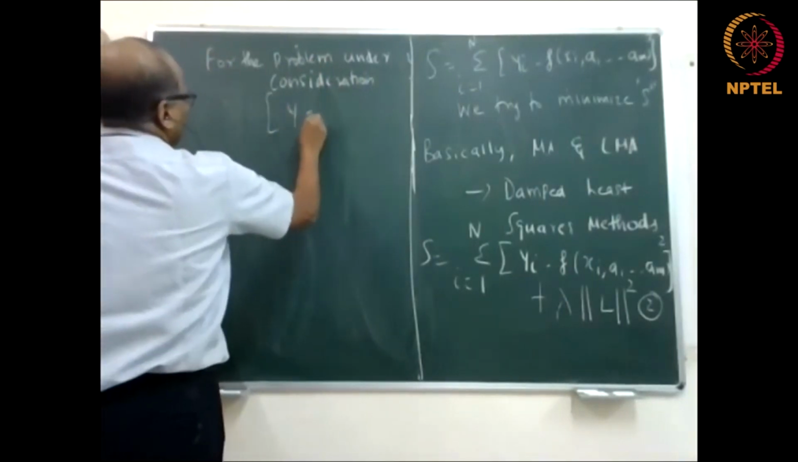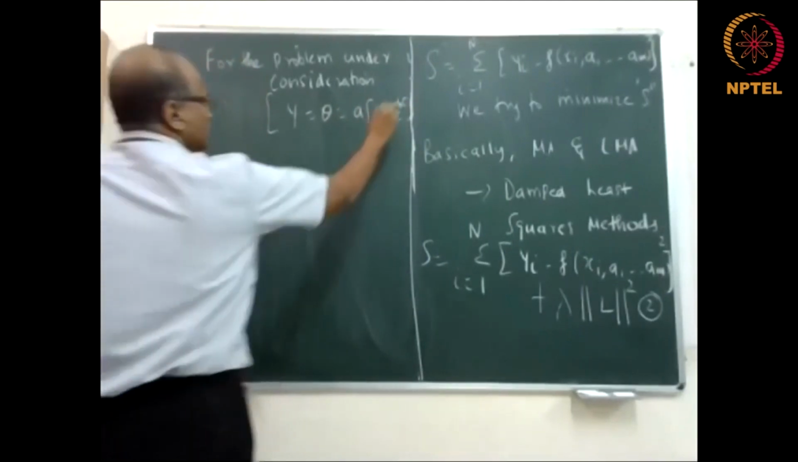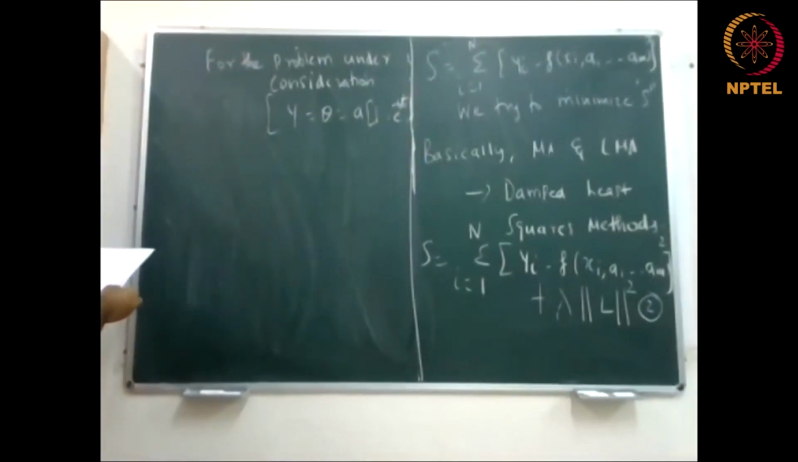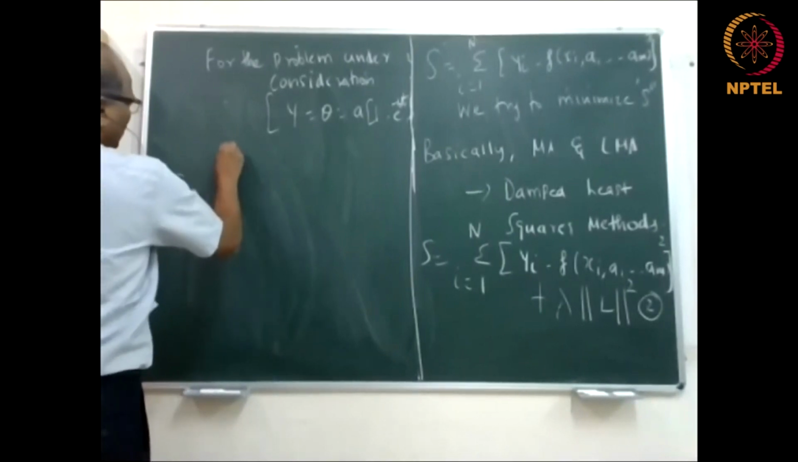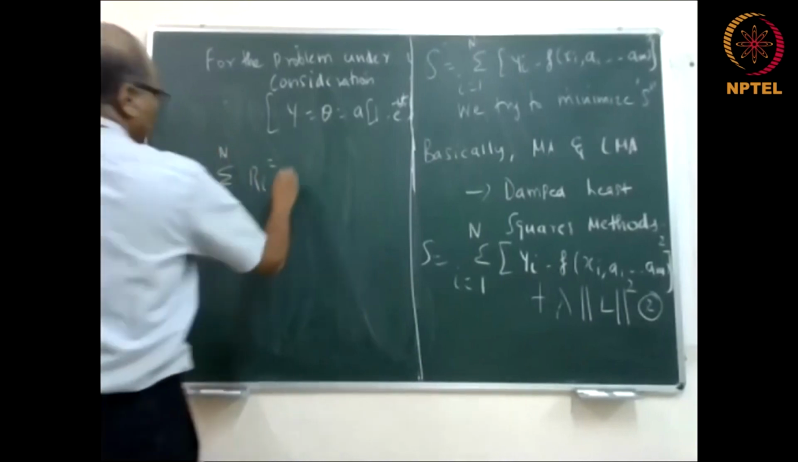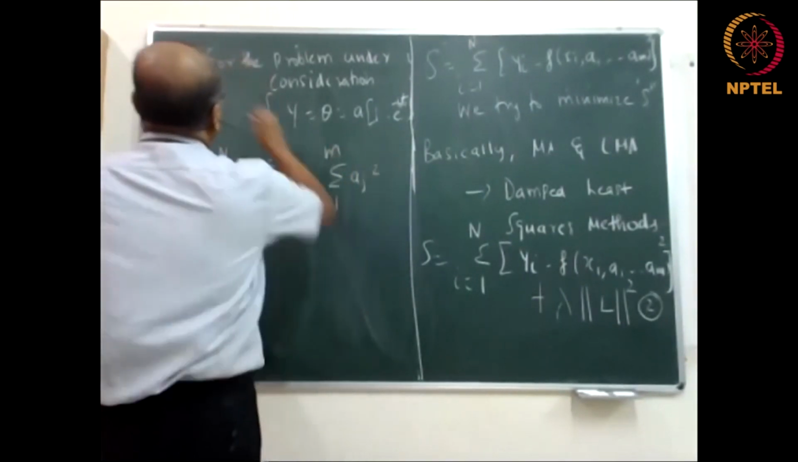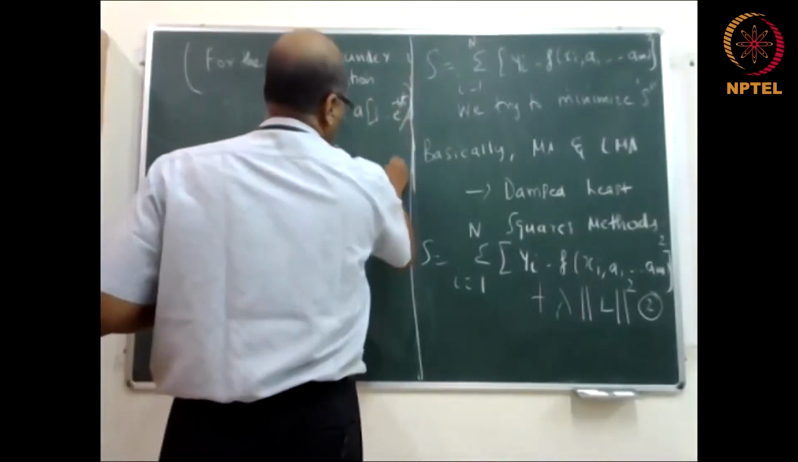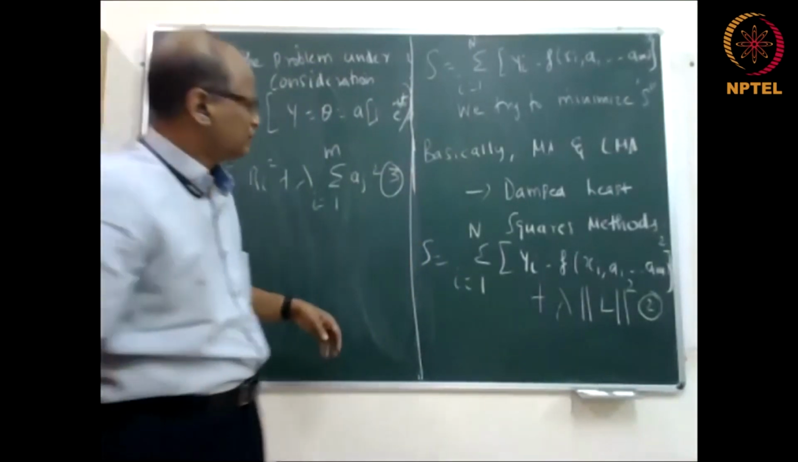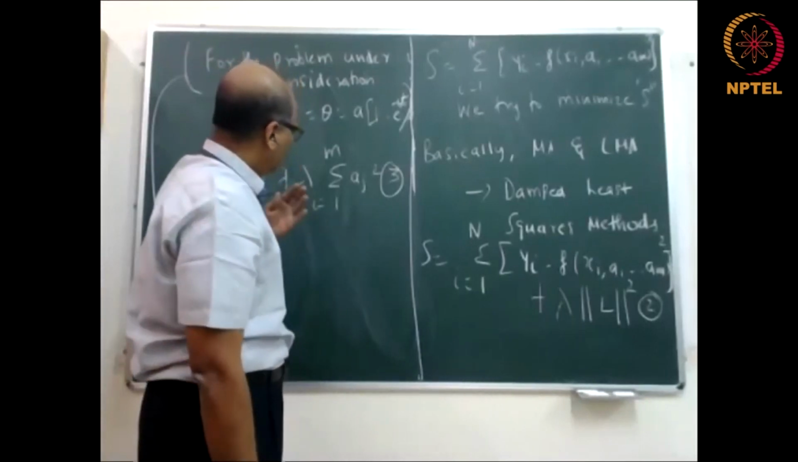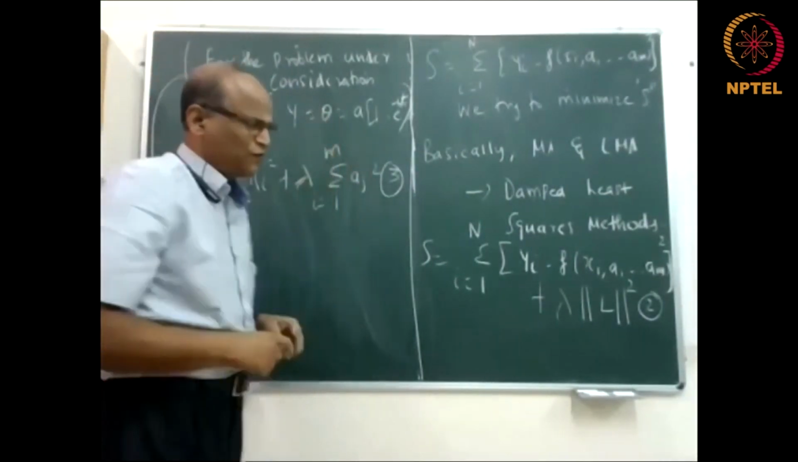y equal to a into 1 minus e to the power minus bt. So what this proposal is: S equal to the sum from i equal to 1 to n of r_i squared, that is the residual, plus lambda times sigma. This will come later. So the proposal is the sum of the squares of the residuals plus lambda times the sum of the squares of all the parameters themselves.